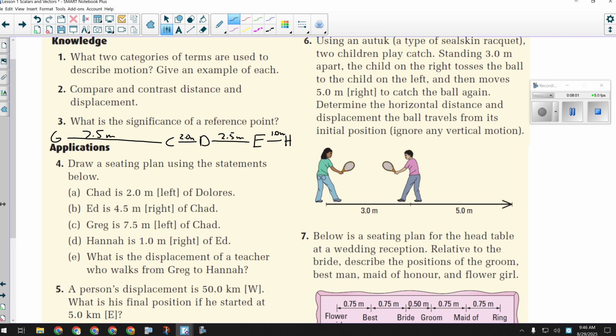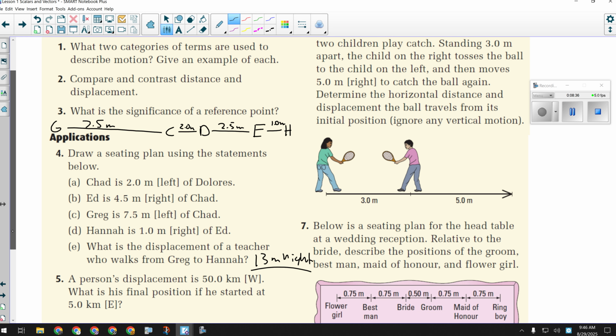Okay, part E. What's the displacement of a teacher who walks from Greg to Hannah? Okay, well, 7.5 meters, 9.5 meters, 12 meters, 13 meters. They did ask for a displacement. That is a vector quantity and does require a vector on it. Okay, how many people have done number 5? Anybody want a little bit more time on 5? Okay, let's have a look at 5.